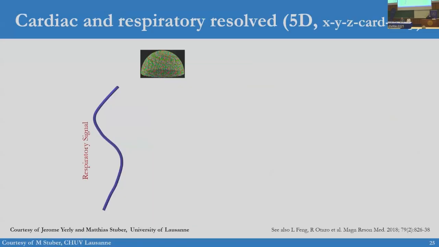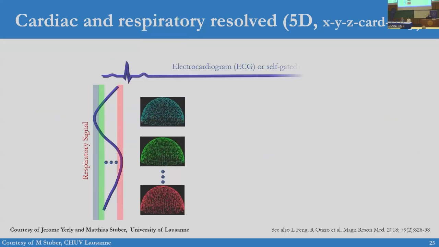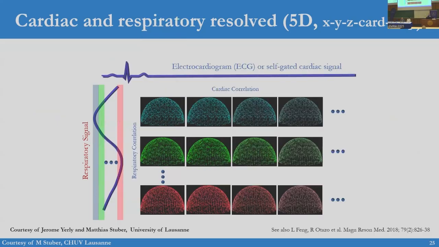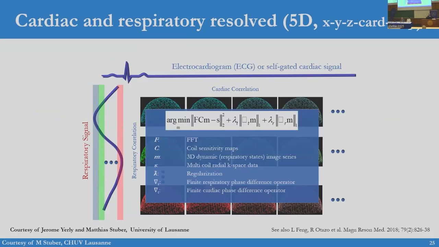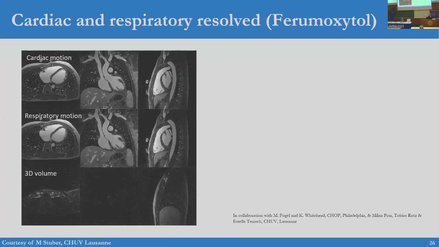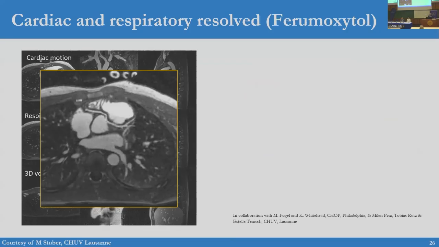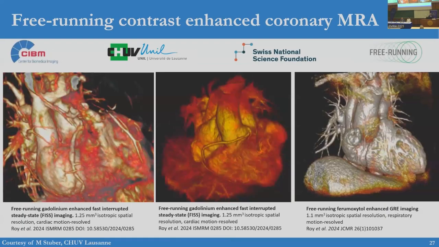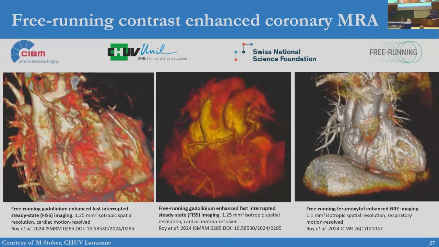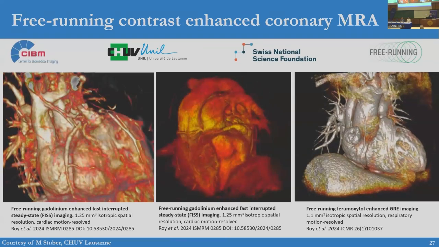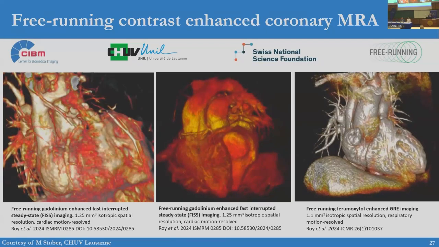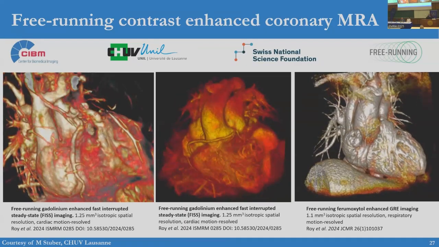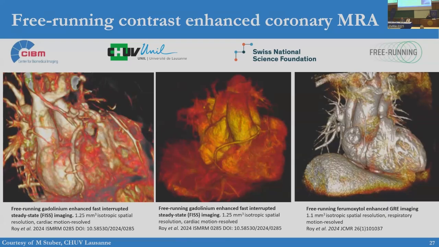Good, in the last 3 slides, I just wanted to show the approach from Matthias's group. They have a free running sequence where they reconstruct respiratory and cardiac resolved images, and together with ferumoxytol, they get a beautiful visualization of the coronary arteries, as you can see here. And obviously, you can push this further. There are now many approaches for how you can image the coronary arteries. You get everything in 3D and in movement. So I'm pretty sure the vascular surgeons love these images.